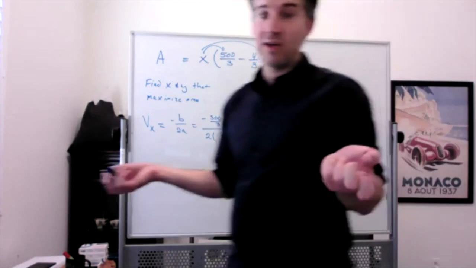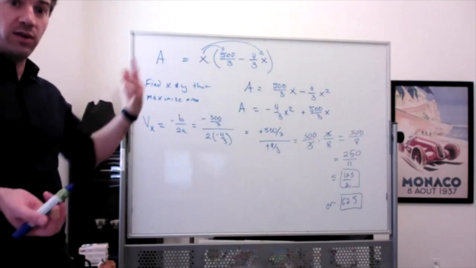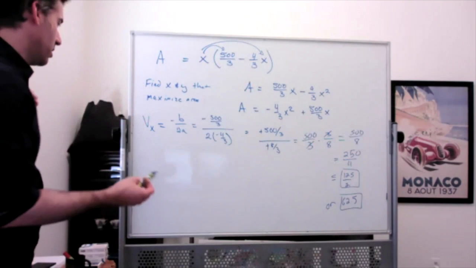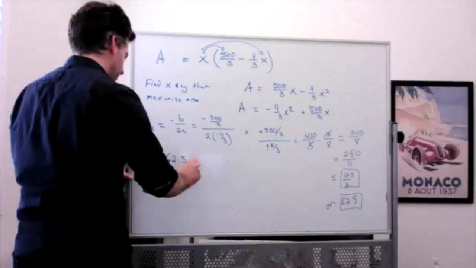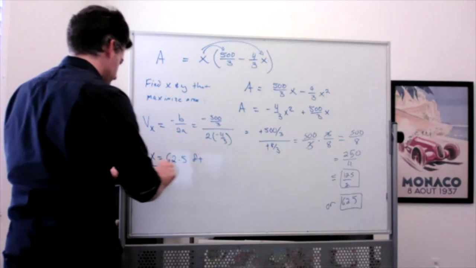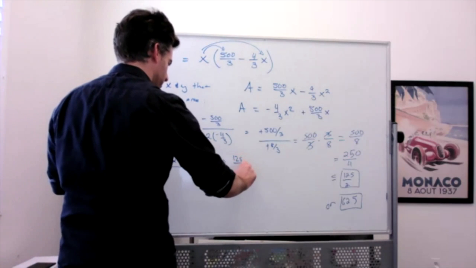So that's the value of x that's going to maximize the area that we can get with how the sides cost. So x is going to be 62.5 feet, or 125 over 2 feet.